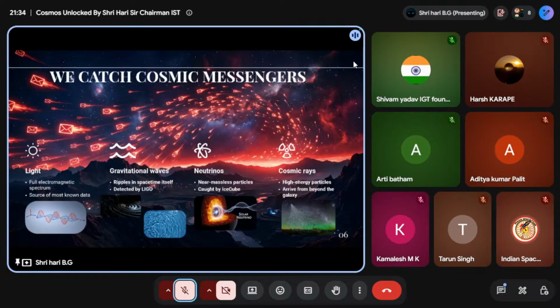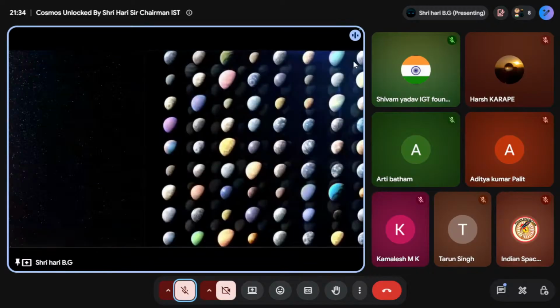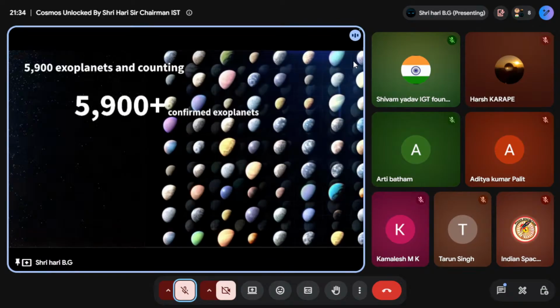And next, let's go to exoplanets. Right now we have discovered 5,900 exoplanets. Until a few decades ago, we only knew of one planetary system, our own solar system. And today we know 5,900 plus confirmed exoplanets. And the number keeps rising because the universe is vast. As we keep on discovering, there is more discovery and more mystery.